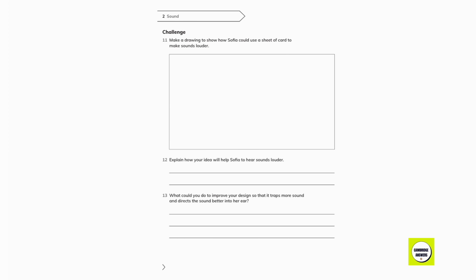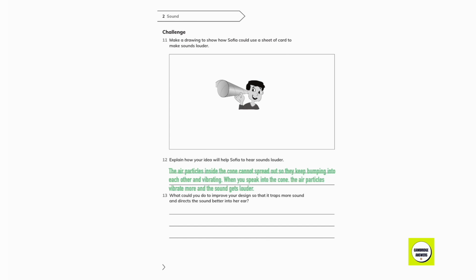Make a drawing to show how Sophia could use a sheet of card to make the sounds louder. Explain how your idea will help Sophia to hear sounds louder. The air particles inside the cone cannot spread out, so they keep bumping into each other and vibrating. When you speak into the cone, the air particles vibrate more and the sound gets louder.